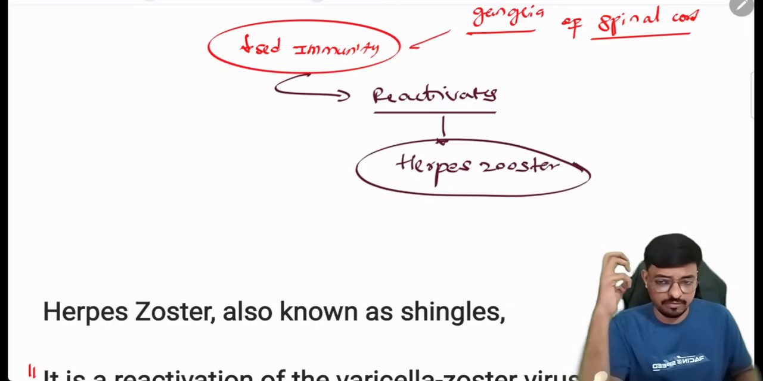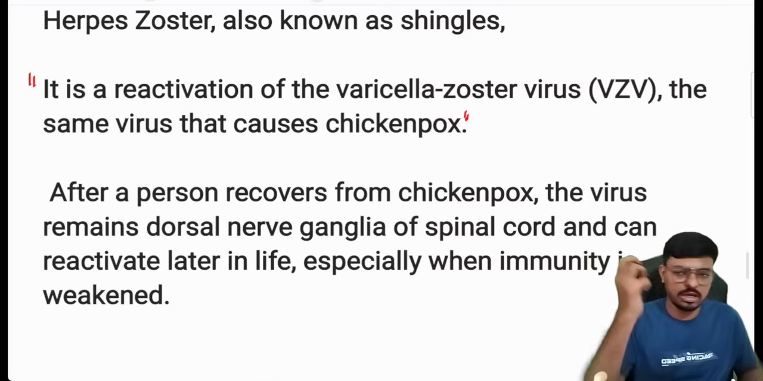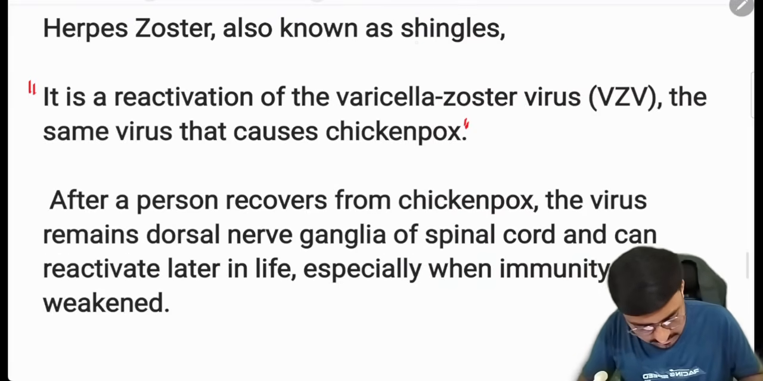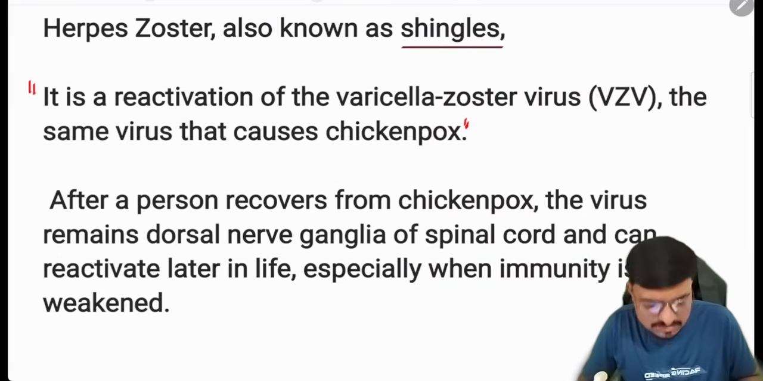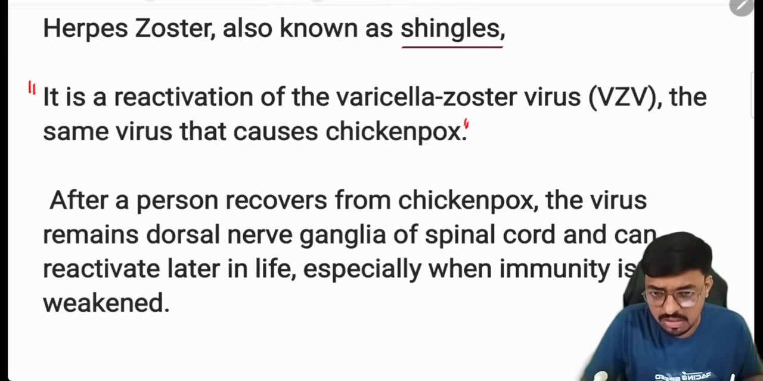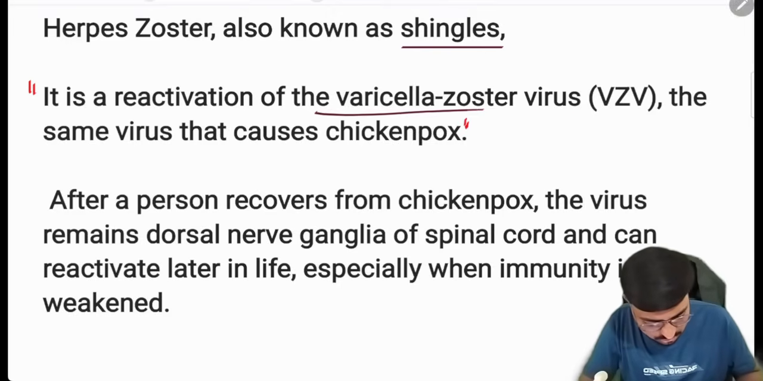Sir, how do we identify this one? Let's understand the complete concept of herpes zoster here. We also call herpes zoster shingles. The G is soft and the N is not silent here. So it is also known as shingles, and it is the reactivation of the varicella zoster virus.